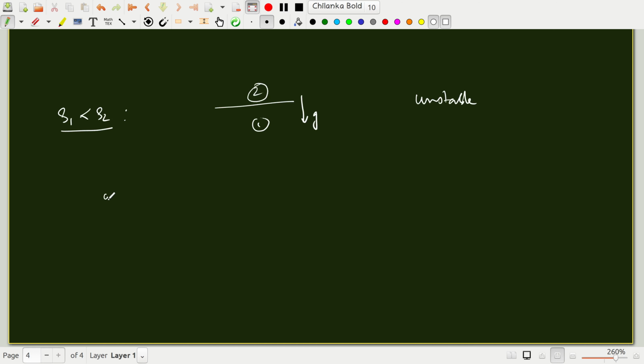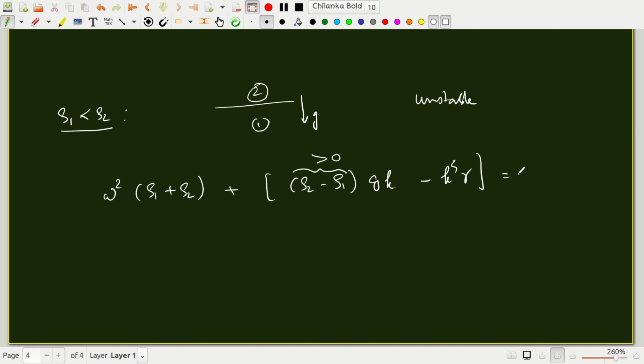Okay, so you have the dispersion relation. Now I'll rewrite it, because this is positive: G K minus K cubed gamma is 0. If I write the solution, I'll get omega squared is minus K (rho 2 minus rho 1) by (rho 1 plus rho 2) times (1 minus K squared LC squared).